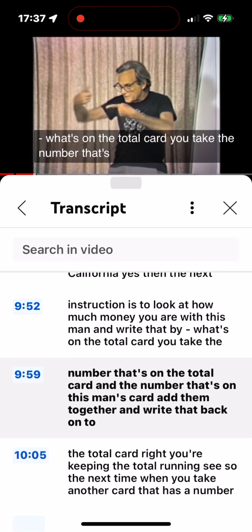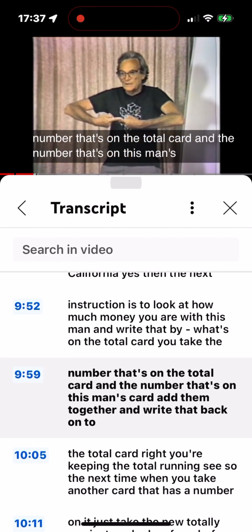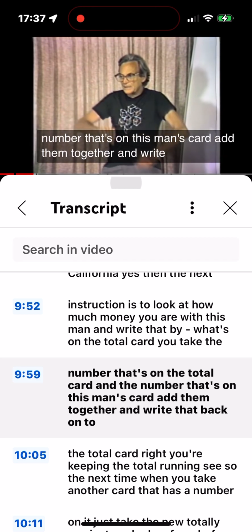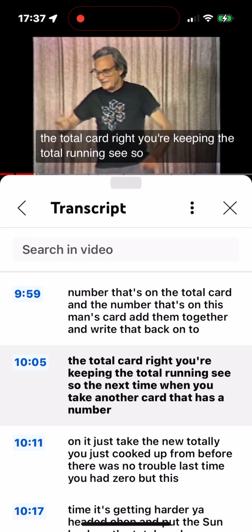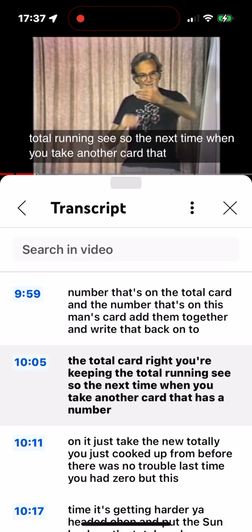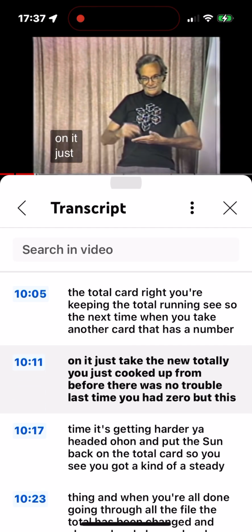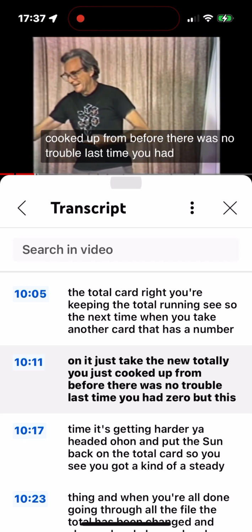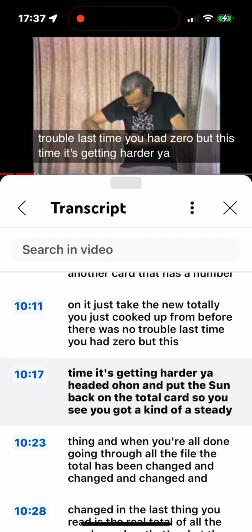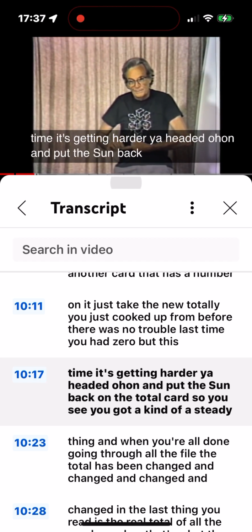You take the number that's on the total card and the number that's on this man's card, add them together, and write that back onto the total card, right? You're keeping the total running, see? So the next time when you take another card that has a number on it, you take the new total that you just cooked up from before. There was no trouble last time. You had to add 0, but this time it's getting harder. You add it on and put the sum back on the total card.